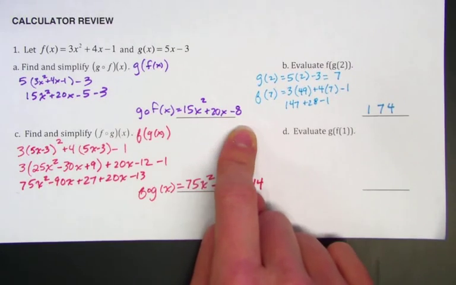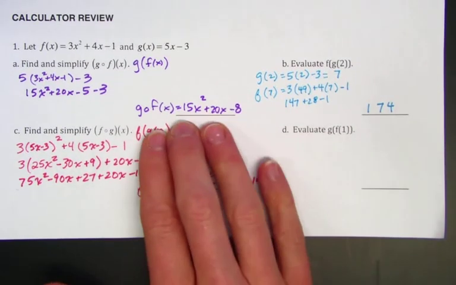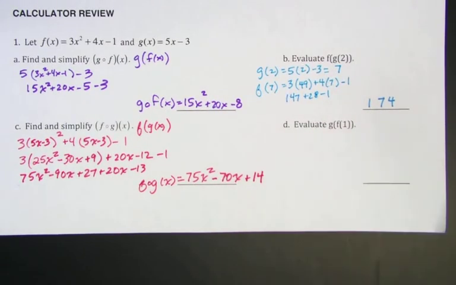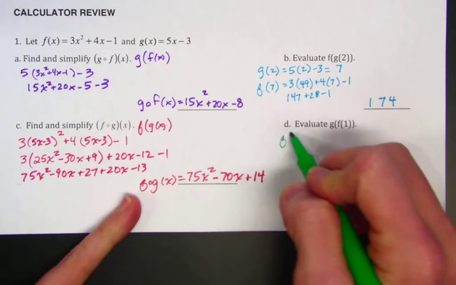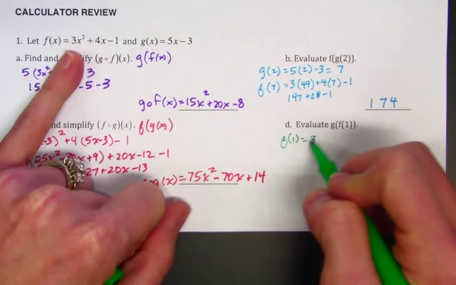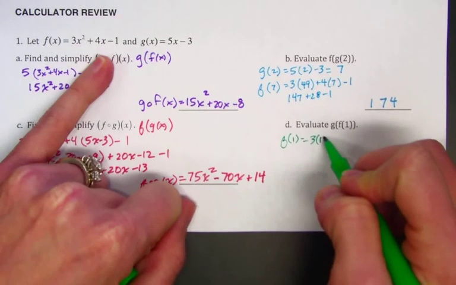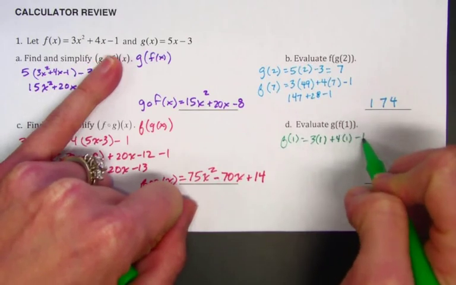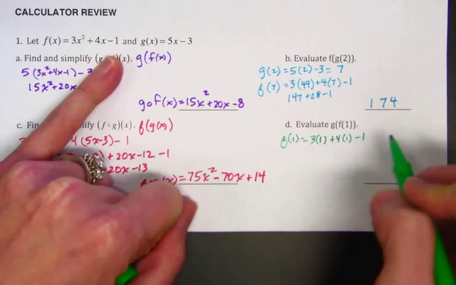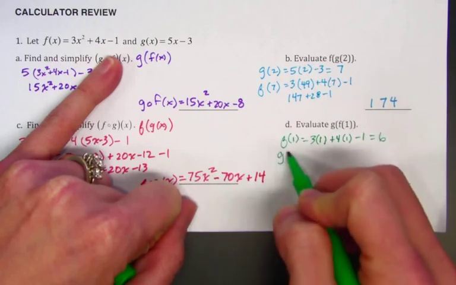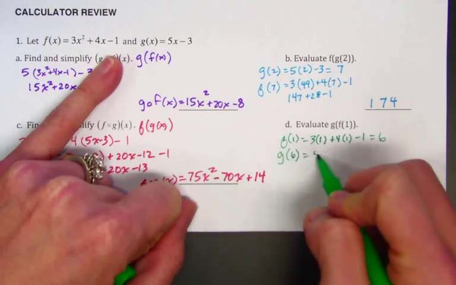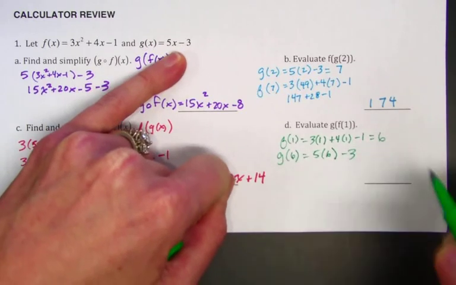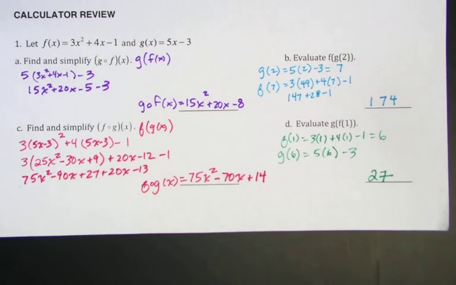All right, so let's say, though, you weren't even paying attention to this and you want to do this separately. I would first evaluate f of 1. So f of 1 is 3 times 1 squared is 3, plus 4 times 1, and then minus 1. So that's going to be 7 minus 1, so that's 6. So I'm evaluating g of 6, which is 5 times 6 minus 3, and 30 minus 3 is 27. So 2 ways to get there.